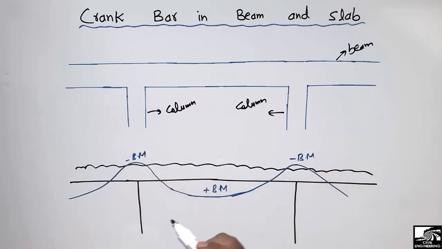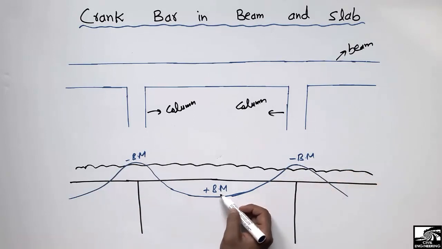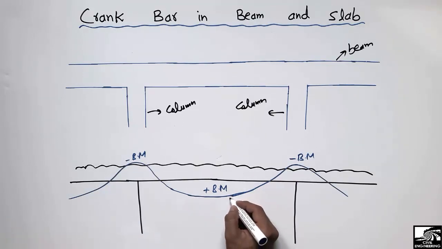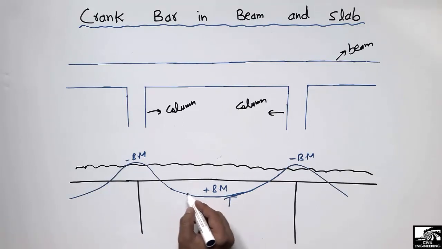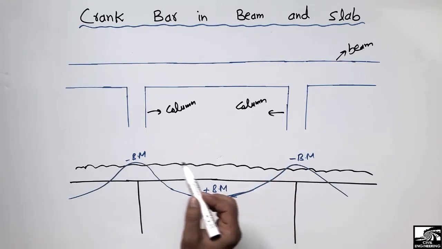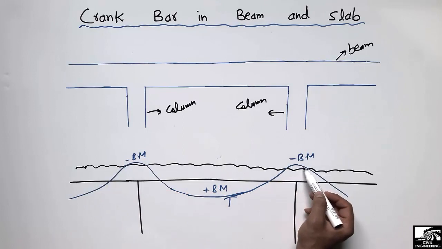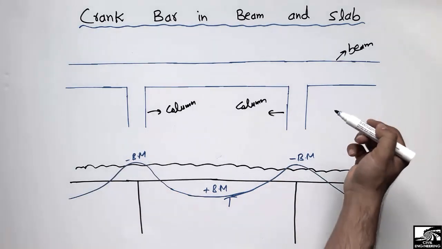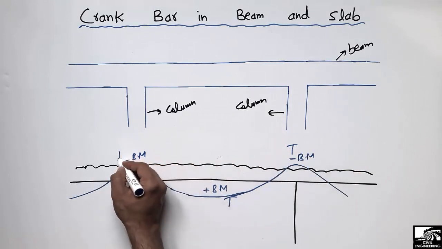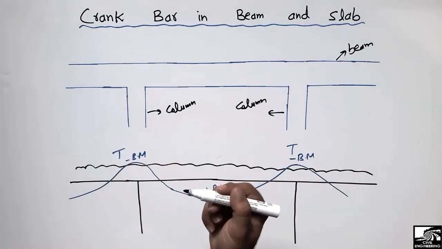Why do we call it negative bending moment and why positive bending moment? Because at the midspan, we have tension at the bottom of the beam, so we call it positive bending moment here at the midspan. While at the supports, we have tension at the top of the beam. That's why we call that we have negative bending moment.